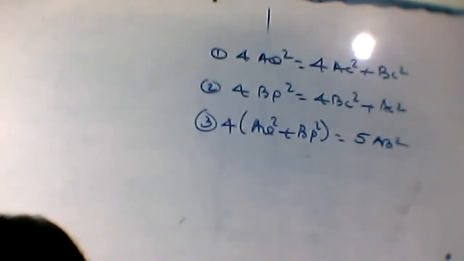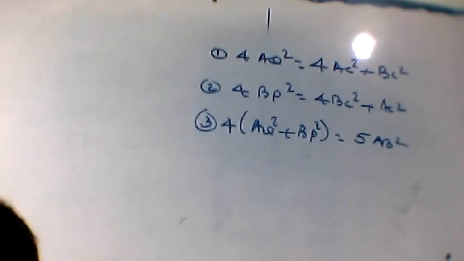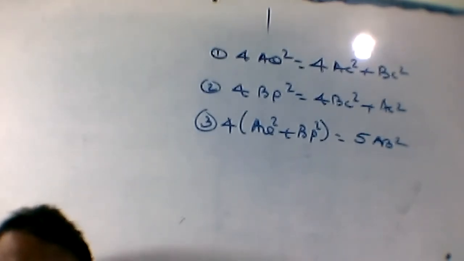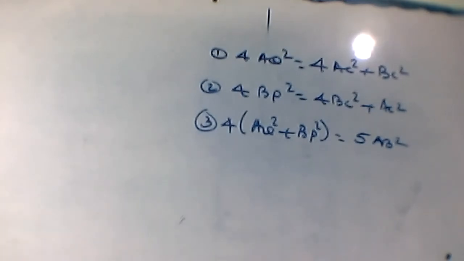Question clear now? P and Q are the midpoints of CA and CB respectively of a right triangle ABC, right angle at C. You try yourself.